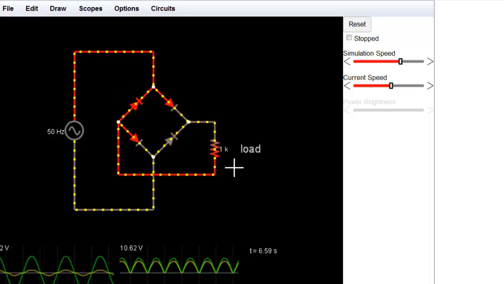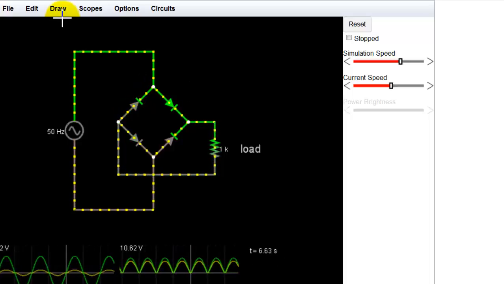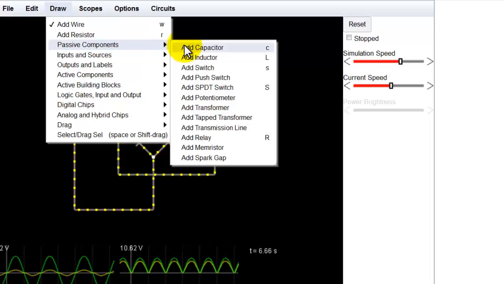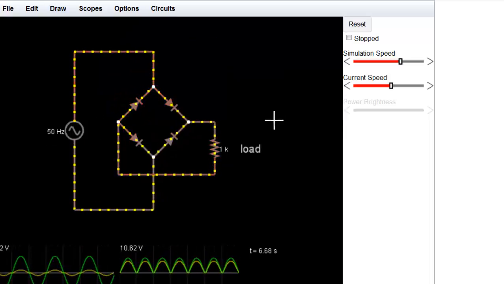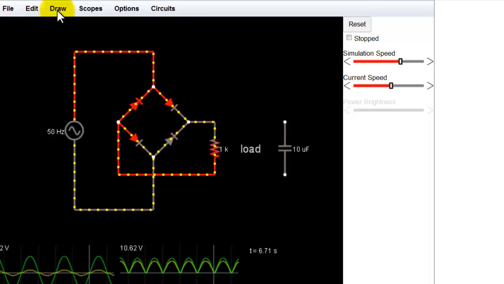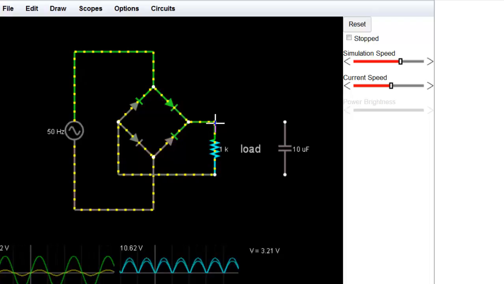Now we will move on to the next section, that is the filter section, so that we get a pure DC waveform from this pulse DC waveform. Let us add a capacitor for this filtering process. So this is a capacitor. Now let us connect it with our bridge rectifier in parallel.